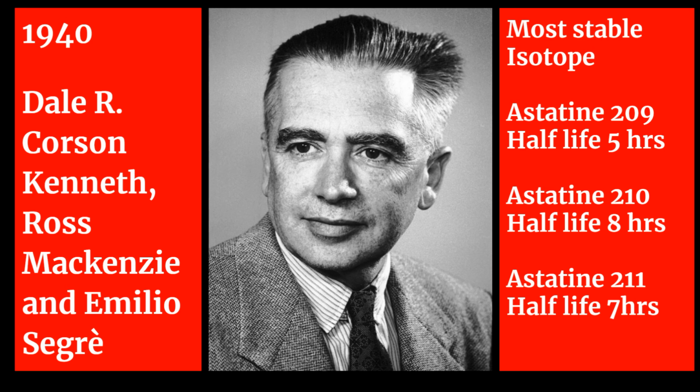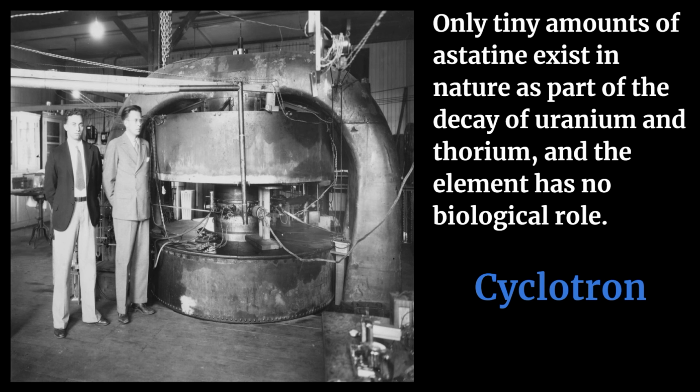Astatine 219 has a half-life of 56 seconds. So as you can see, 56 seconds. One of its isotopes, astatine 219, has a half-life of just 56 seconds, and it is also the longest lived of the naturally occurring isotopes.